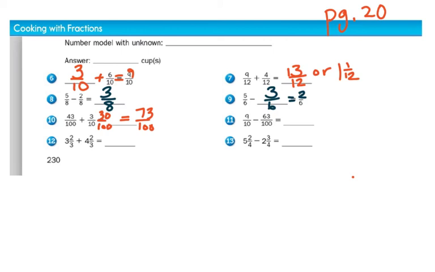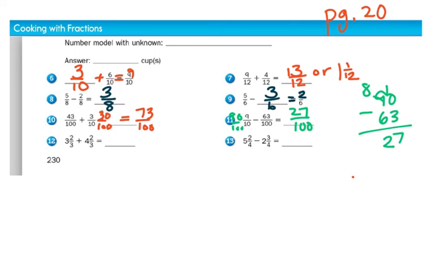Same thing with number 11. Take a look at that one. I have to change tenths to hundredths, multiply the bottom by 10, multiply the top by 10. 90 minus 63. If you can't do it in your head, use the space on the side of your math journal. Remember, you cannot take 3 if there's nothing in the ones column up at the top. Borrow from the 9 and make it an 8. 10 minus 3 is 7, and 8 minus 6 is 2. 27 hundredths.